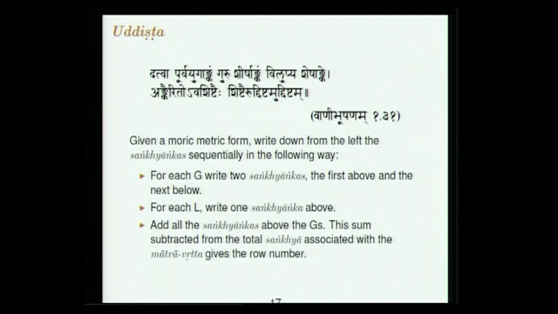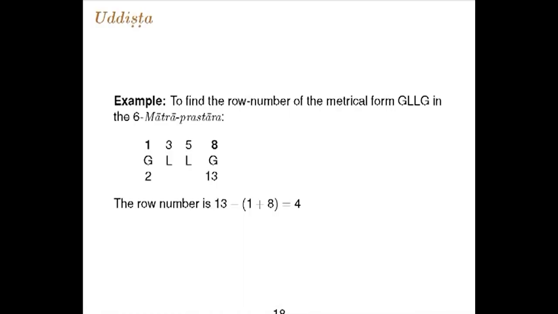Okay, this is from a very small book called Vani Bhushana. The first chapter in about 20 verses discusses the rule of prastara of both the Varna Vrittas and Matra Vrittas. This is written around 1500 AD, I think, by Damodara. So, an example will make it very clear. So, here we will do another example on the board. Let us see this example.